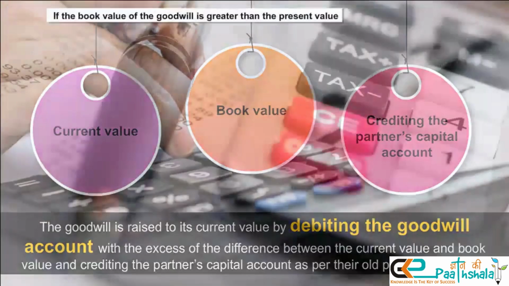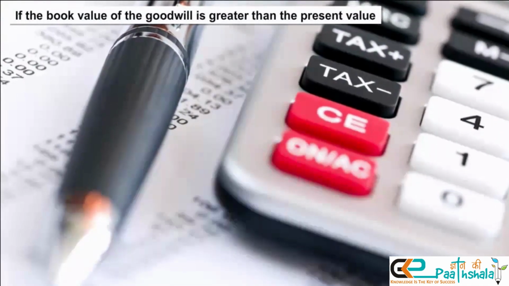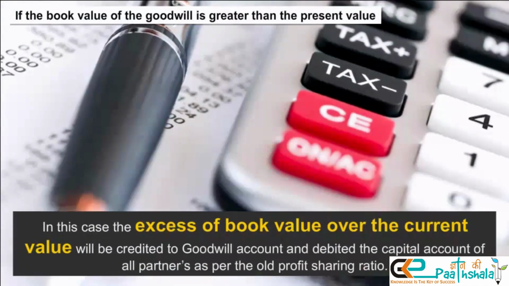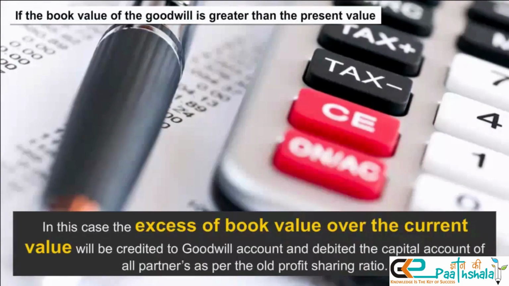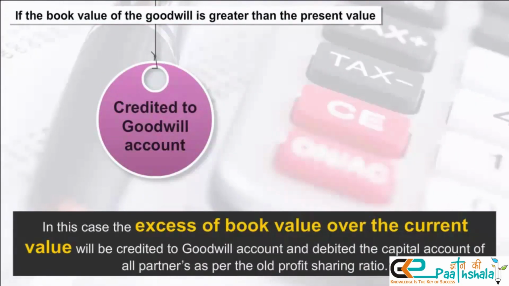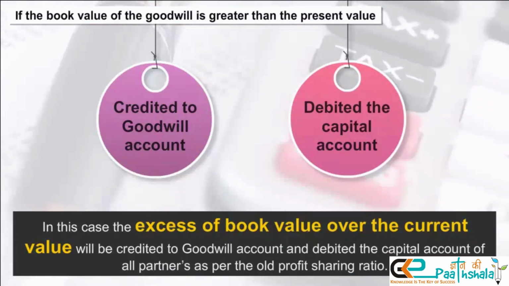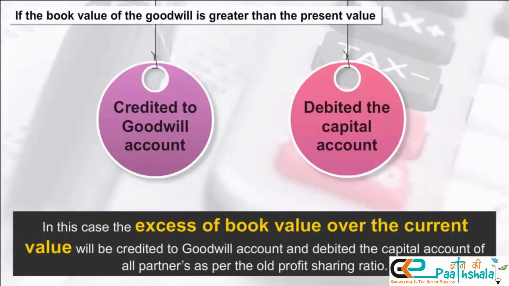2. If the book value of the goodwill is greater than the present value. In this case, the excess of book value over the current value will be credited to the goodwill account and debited to the capital accounts of all partners as per the old profit-sharing ratio.